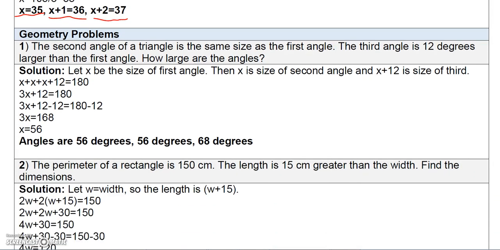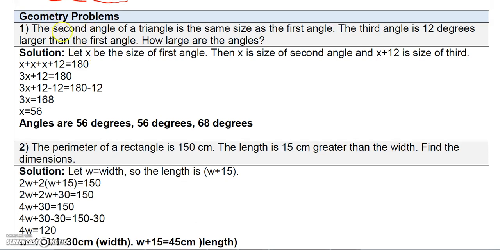All right, next I'll do a couple of geometry problems. It says the second angle of a triangle is the same size as the first angle, and the third angle is 12 degrees larger than the first angle. How large are the angles? Well, on this one, we let x be the size of the first angle, and the second angle is the same size, so x would be the size of the second angle, but the third angle is 12 more than x, so x plus 12 would be the size of the third angle.